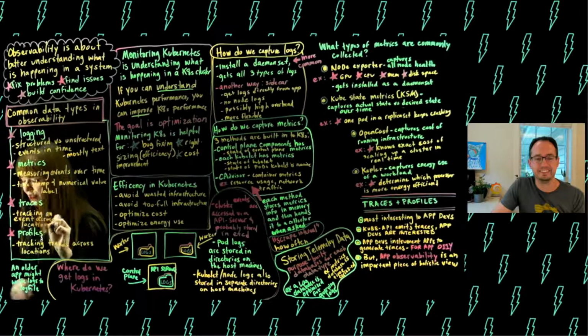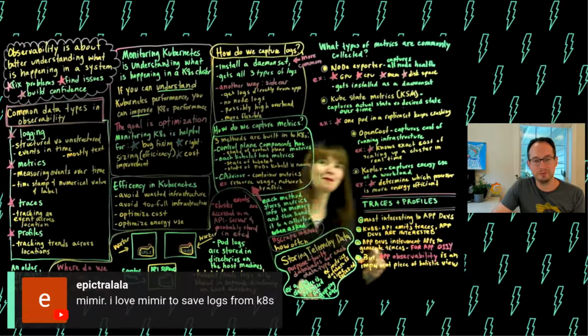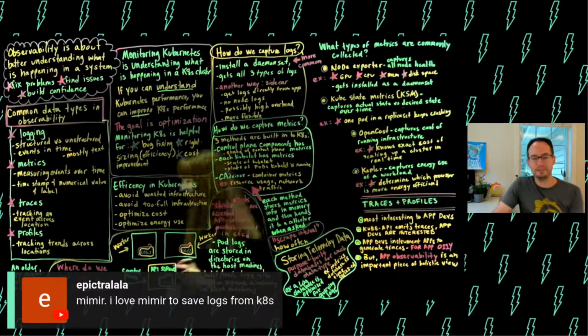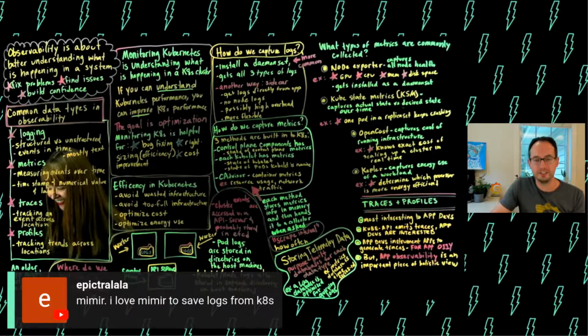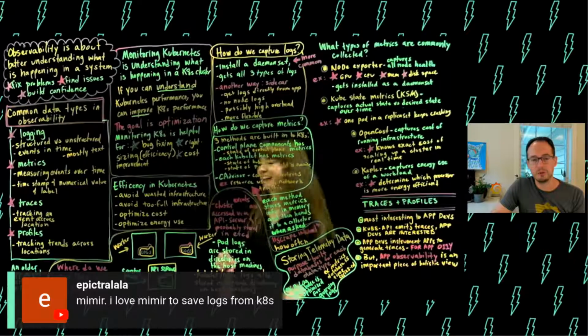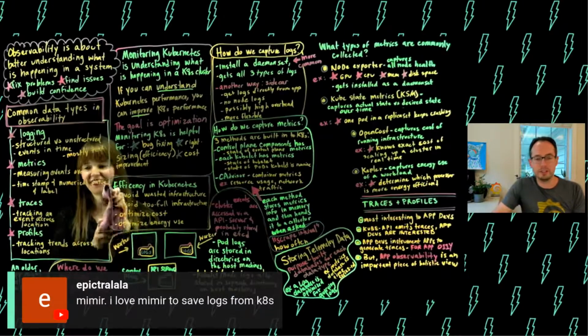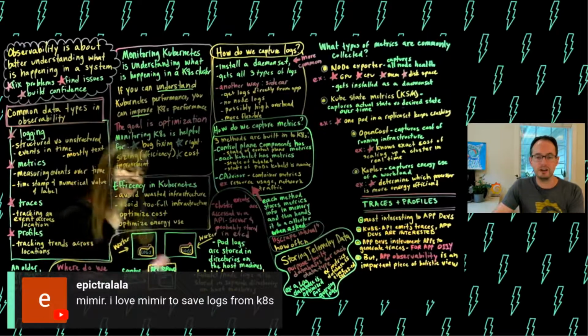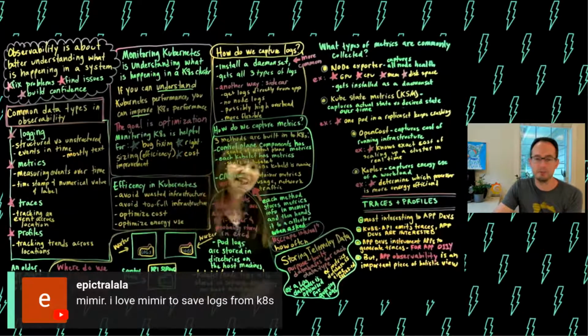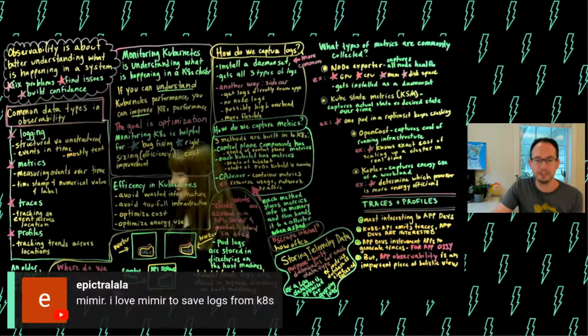And then Epic Tralala has a shout out for Mimir. Yeah, Mimir is one of Grafana's special databases. Grafana Mimir, open source project. Grafana Mimir is actually the metrics database. Grafana Loki is the logs database. They're both open source projects, and so they're easy to deploy onto your cluster if you want to start getting that information there.